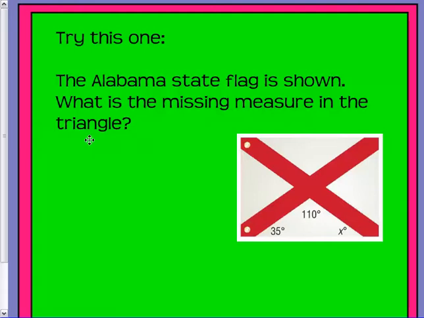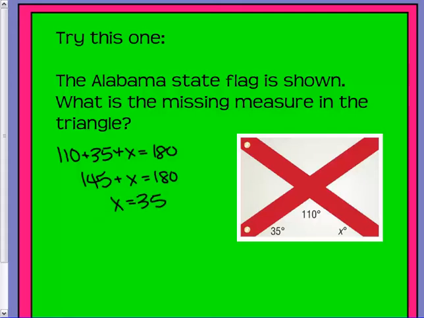Okay, this one's really important. Alabama's state flag is shown here, and I want to know what the missing measure is of the triangle. So 110 plus 35 plus x, and we're going to set that equal to 180. So really I have 145 here plus x equals 180. Okay, so if you take 145 away, we get x equaling 35 degrees because it's the missing link.